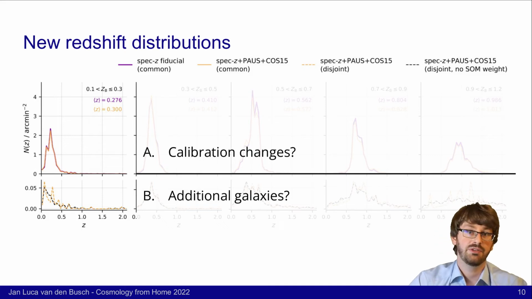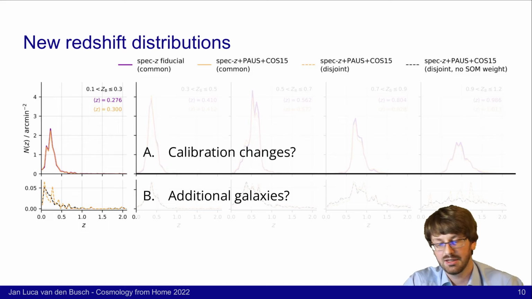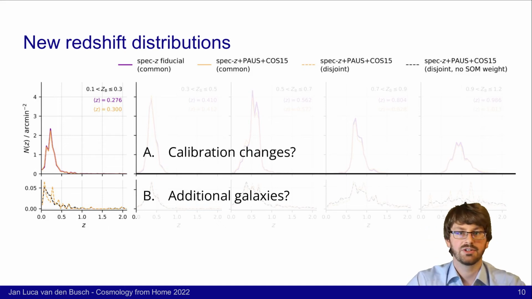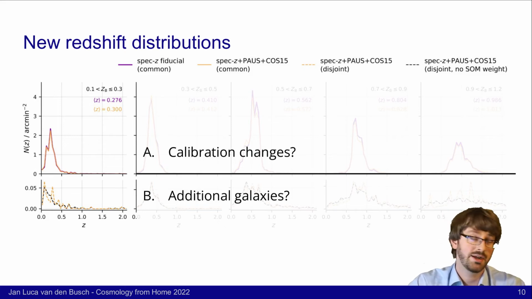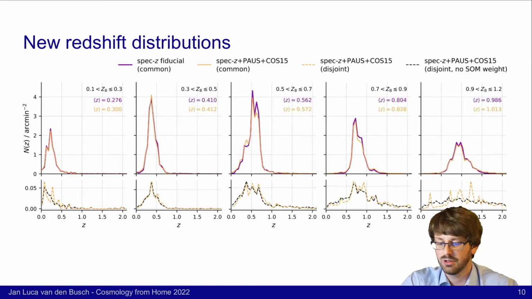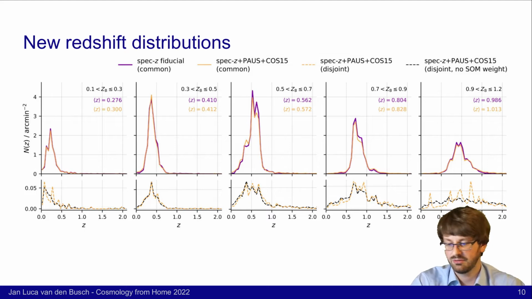Or is it just that we have additional galaxies in some of these gold samples that we can't calibrate in some of these others because they get rejected by the gold selection? And that's what this plot here can basically show us. In the top we see the subset of galaxies that are common to both our fiducial spectroscopic calibration sample and the sample that also includes PAUS and Cosmos 15. And in the bottom, these dashed lines, we see only those galaxies that are calibrated thanks to the addition of these photometric redshifts.